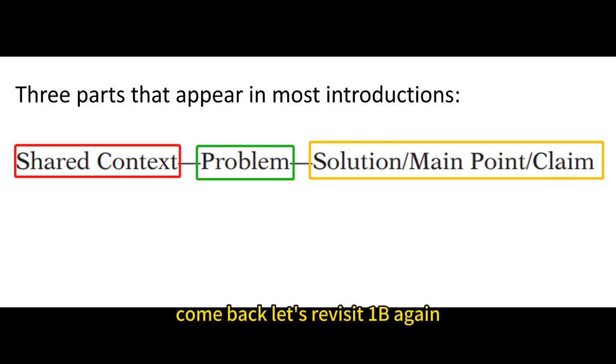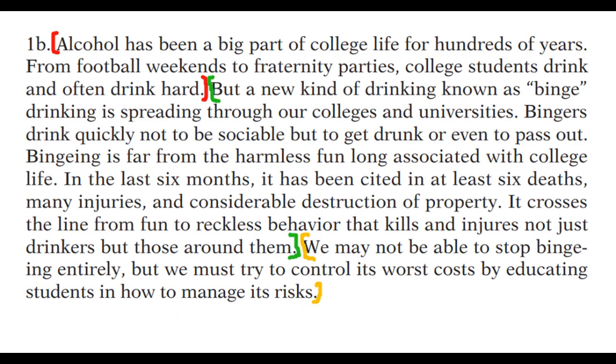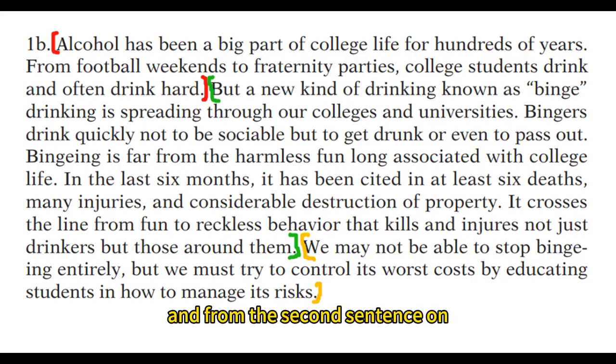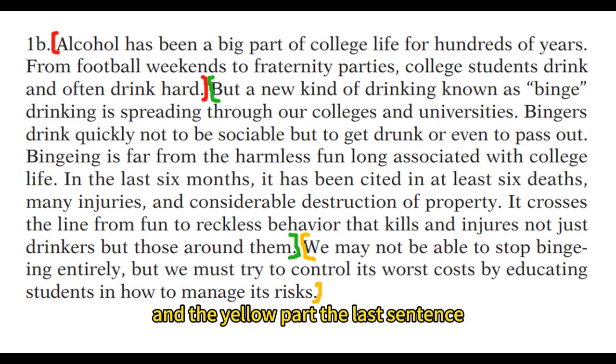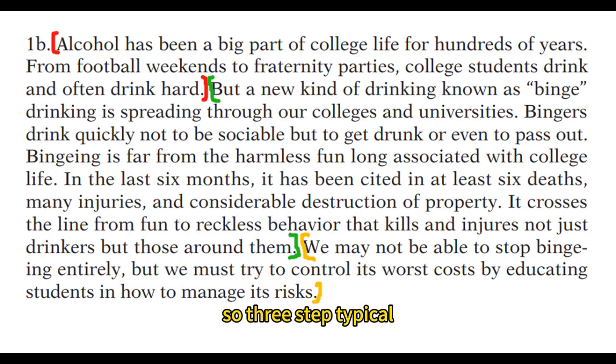Okay, come back, let's revisit 1B again. The first sentence is offering context, historical background or background knowledge. This is what the first sentence is doing. And from the second sentence on until the penultimate sentence, we are given the problem. We have been posed as readers. We have been given a problem, perhaps a series of problems. And the yellow part, the last sentence, a solution is offered by the author. So, 3-step typical trilogy build-up of an introduction paragraph.